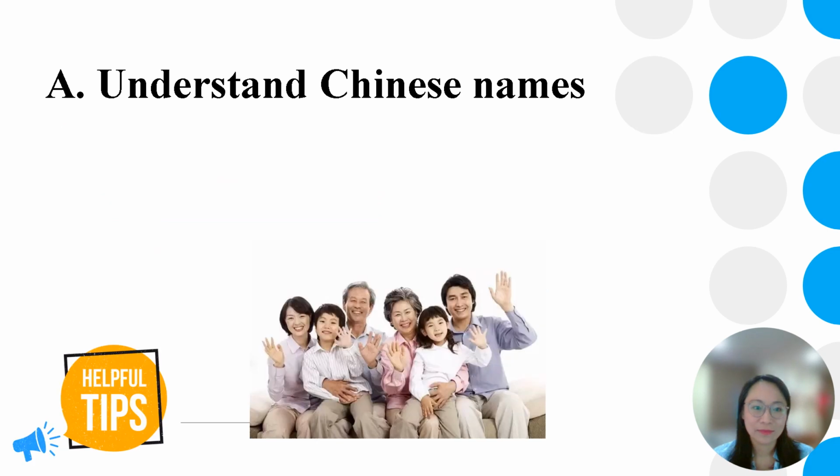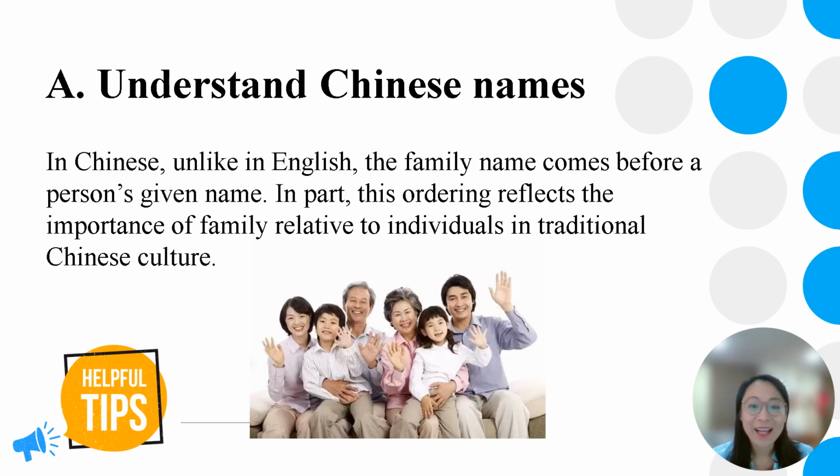In Chinese, unlike in English, the family name comes before a person's given name. In part, this ordering reflects the importance of family relative to individual in traditional Chinese culture. Yeah, Chinese people highly value the family.